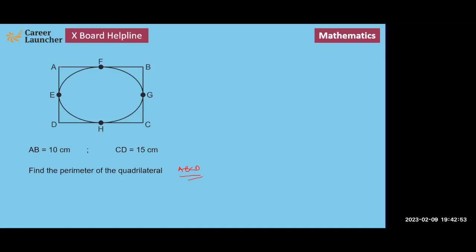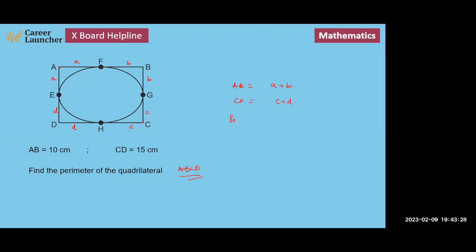So the property is, let's take this value as A. What is the property? From A you're drawing two tangents, they must be of equal length. Similarly, from B you're drawing two tangents, they must be of the same length. From C you're drawing two tangents, they must be of the same length. And from D you're drawing two tangents, they must be of the same length. So I can say very clearly AB is nothing but A plus B, right? And CD is nothing but C plus D.